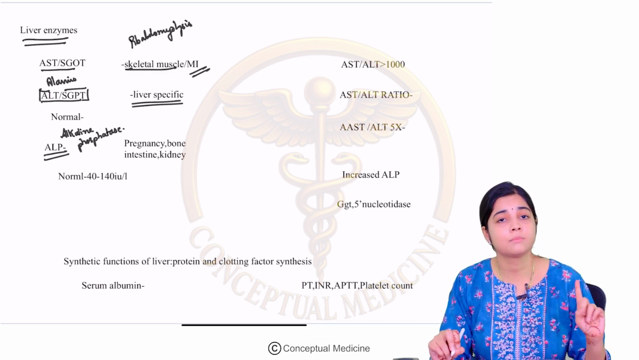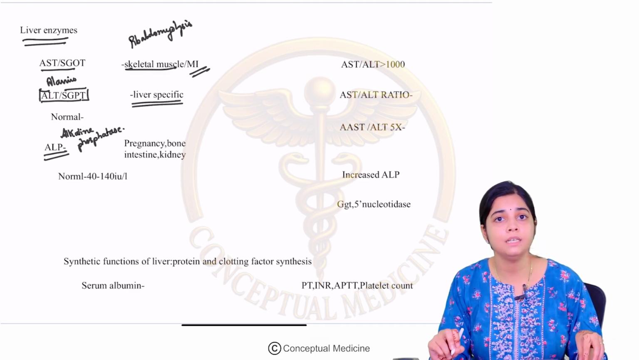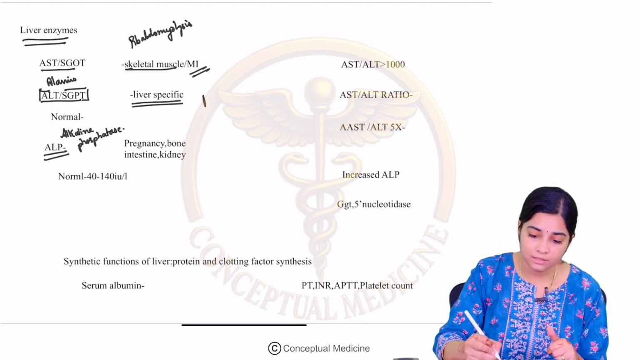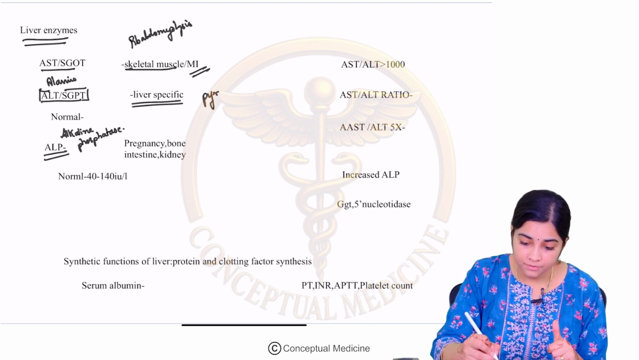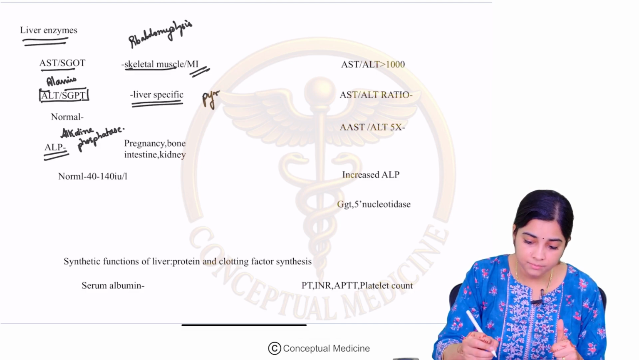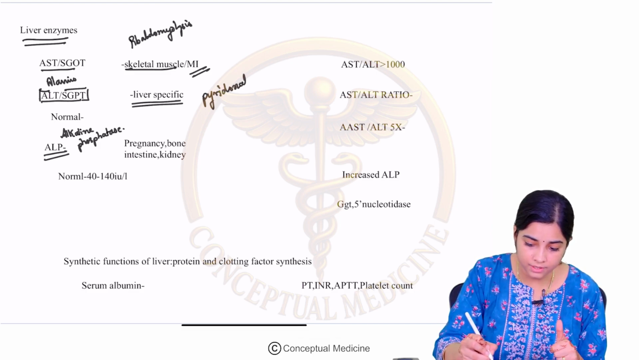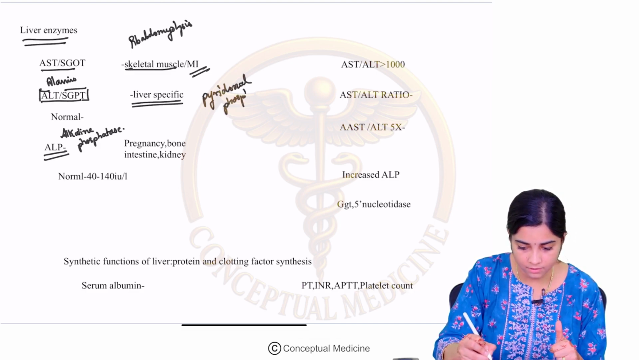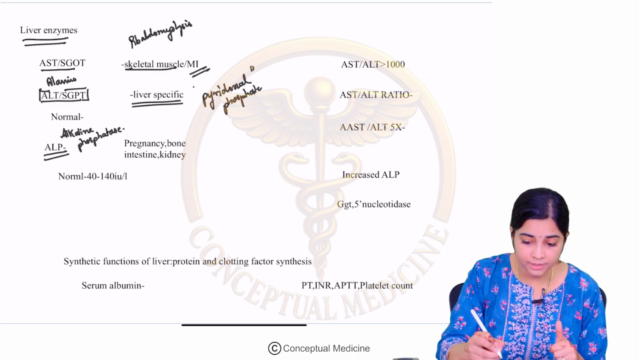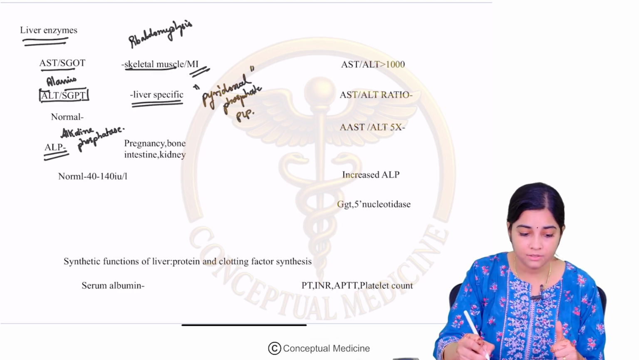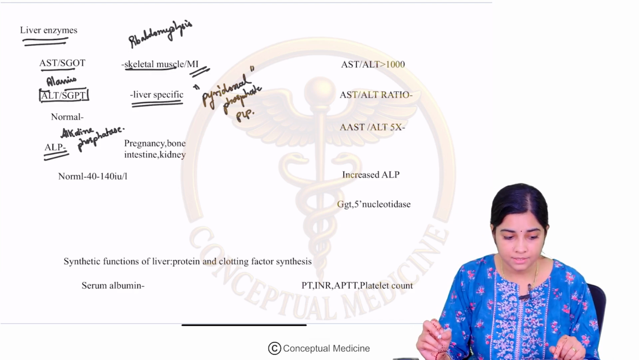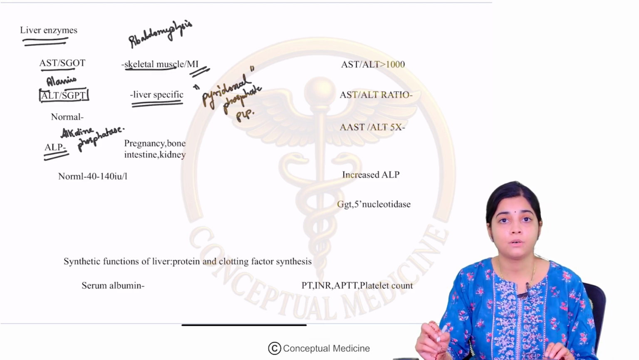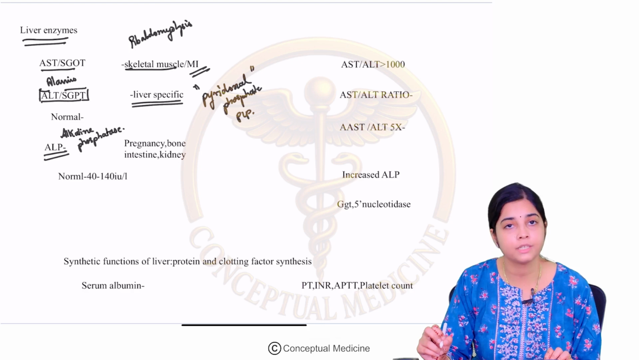Okay, so ALT is more specific for the liver than AST. And ALT requires a specific vitamin for its function, which is pyridoxal phosphate. Okay. So, ALT requires PLP, or pyridoxal phosphate, for its function.